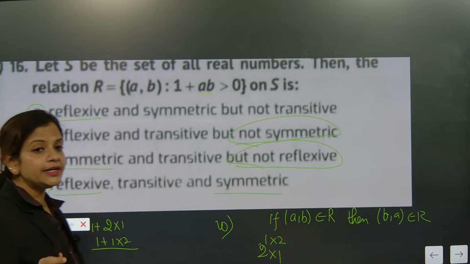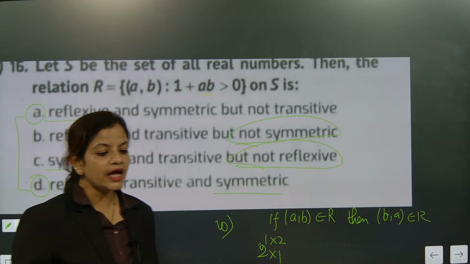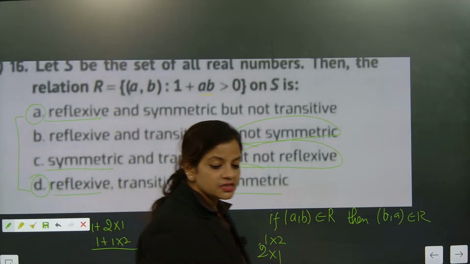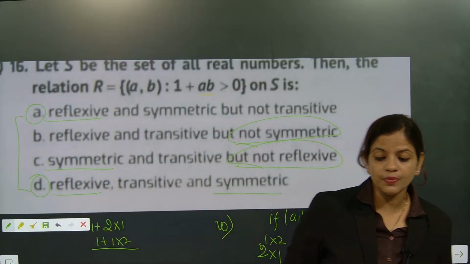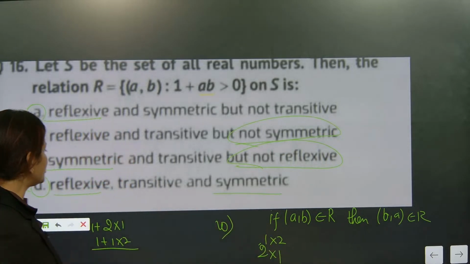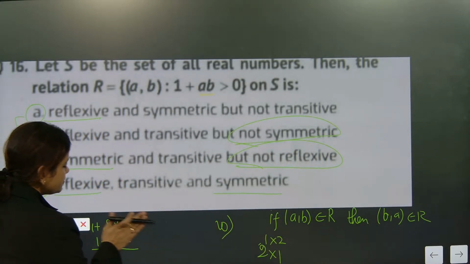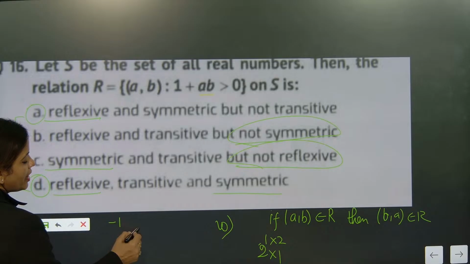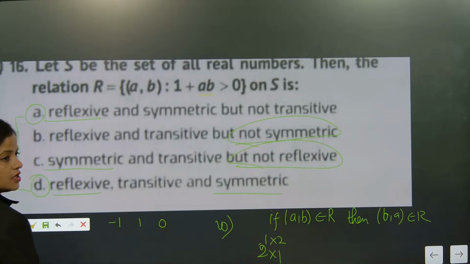Now we need to check whether it is transitive or not. The entire decision now depends on transitivity. Is it going to be transitive or not? Understood or not? Now let's check for transitive. For transitive, I take minus 1, 1 and 0. If you take these three numbers, you will come to know.